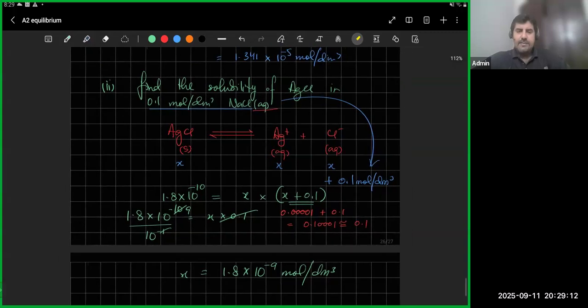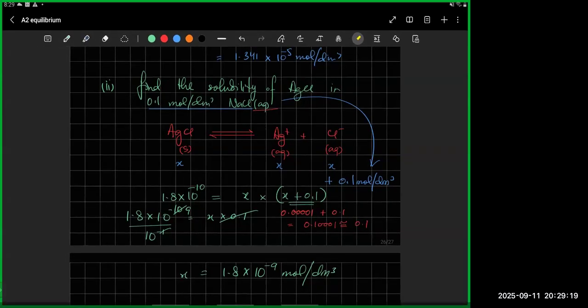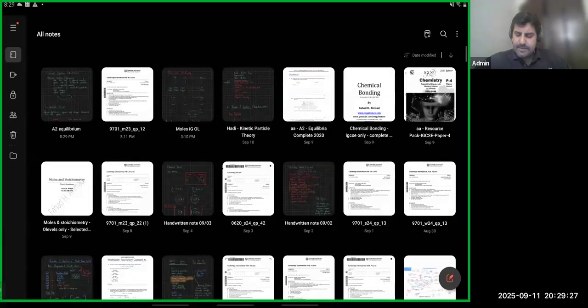Is this part clear? Yes, sir. Both questions are not that difficult. But remember the common ion stuff. So we'll just do some Ksp questions now.